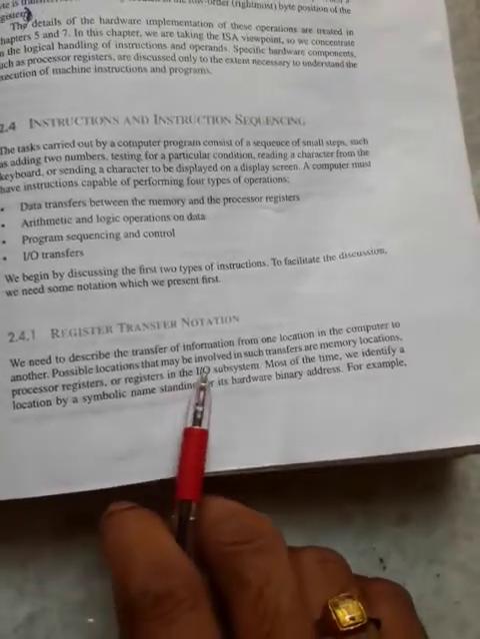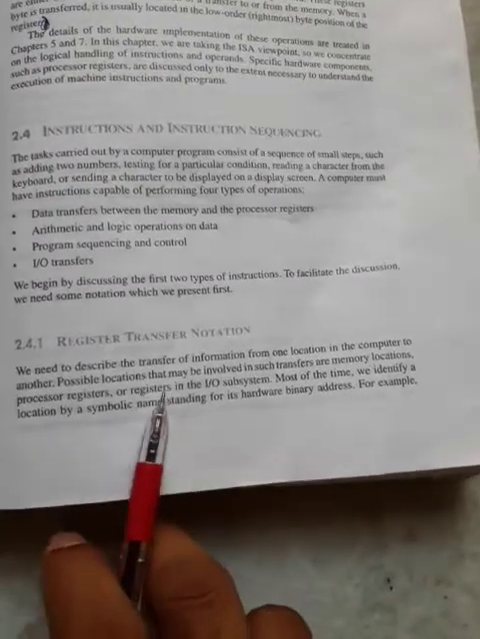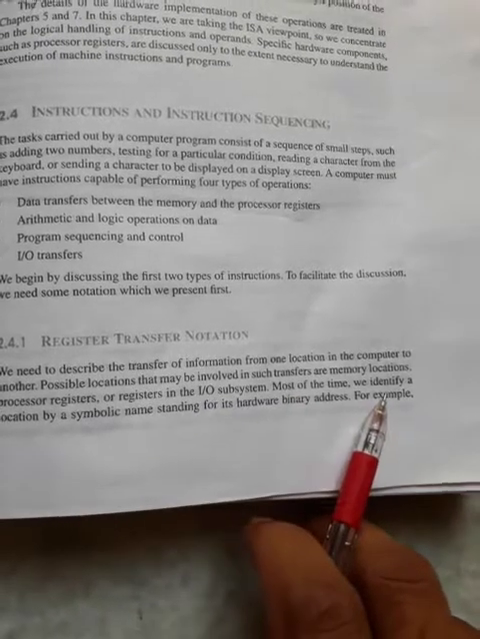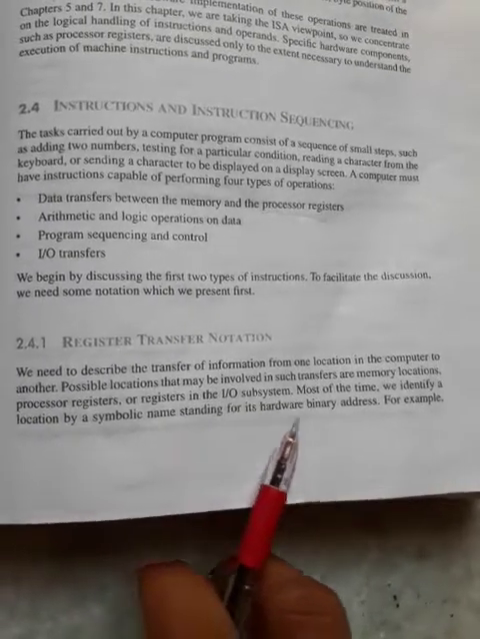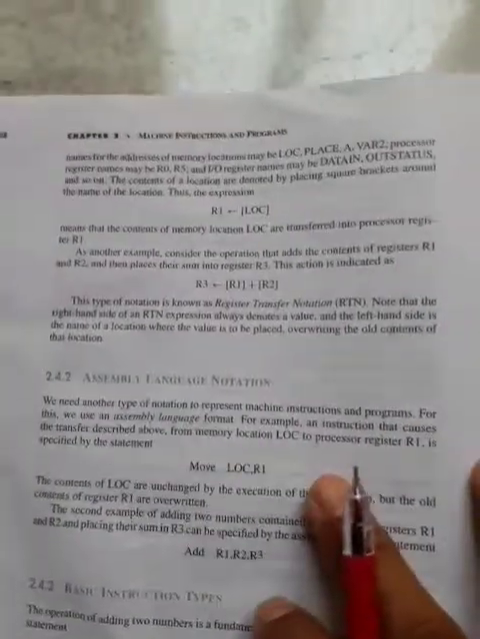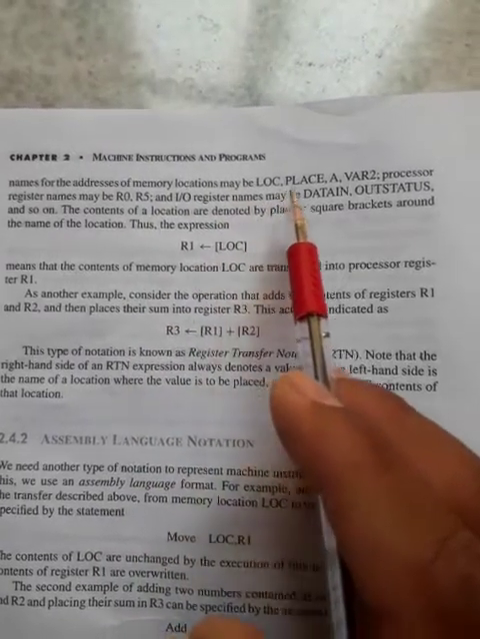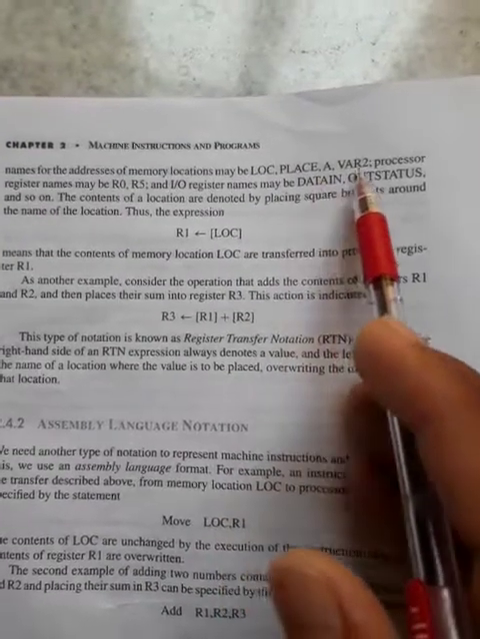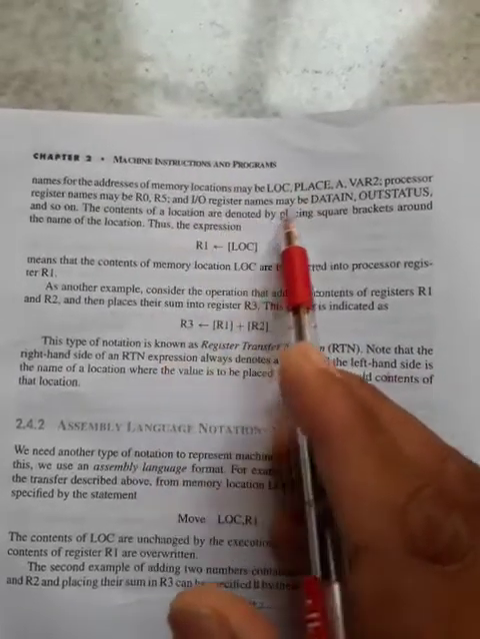Possible locations that may be involved in such transfers are memory locations, processor registers, or registers in the IO systems. Most of the time we identify a location by a symbolic name standing for its hardware binary address. For example, names for the addresses of memory locations may be LOC, which is location, PLACE, A, and so on. So these are all the memory location notations.